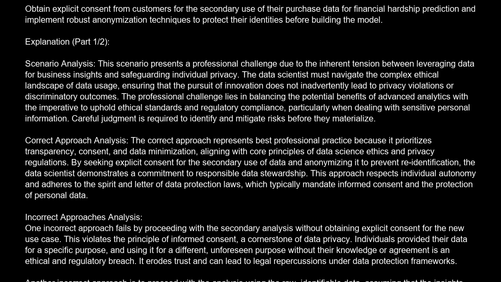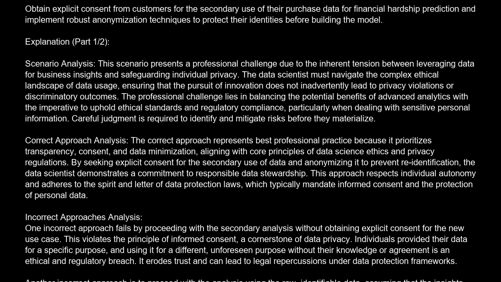Explanation. Scenario analysis. This scenario presents a professional challenge due to the inherent tension between leveraging data for business insights and safeguarding individual privacy. The data scientist must navigate the complex ethical landscape of data usage, ensuring that the pursuit of innovation does not inadvertently lead to privacy violations or discriminatory outcomes. The professional challenge lies in balancing the potential benefits of advanced analytics with the imperative to uphold ethical standards and regulatory compliance, particularly when dealing with sensitive personal information. Careful judgment is required to identify and mitigate risks before they materialize.